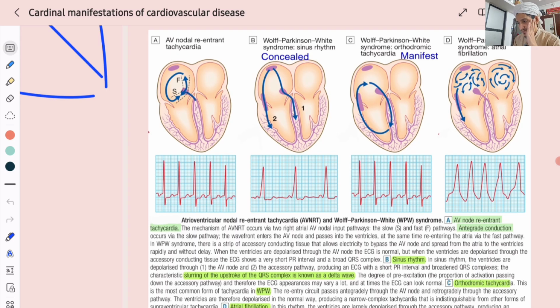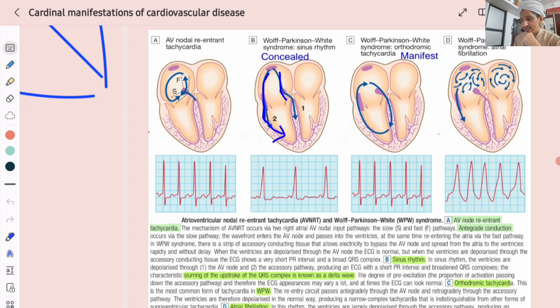So in sinus rhythm, this is the SA node, this is the AV node, this is the accessory pathway. The impulse is traveling both through the accessory pathway and through the AV node. Okay, so what will happen? The impulse will travel fast through the accessory pathway and it will activate the QRS complex.